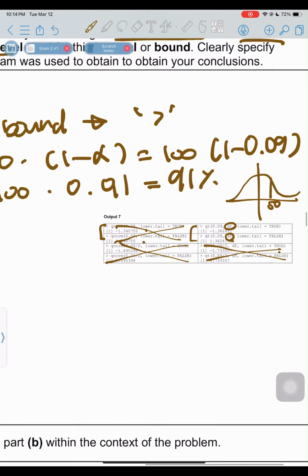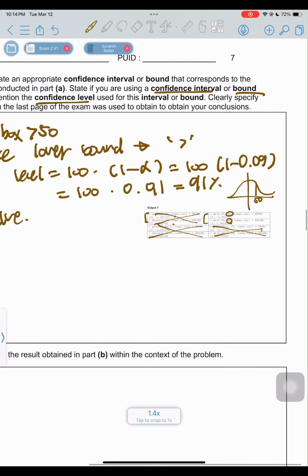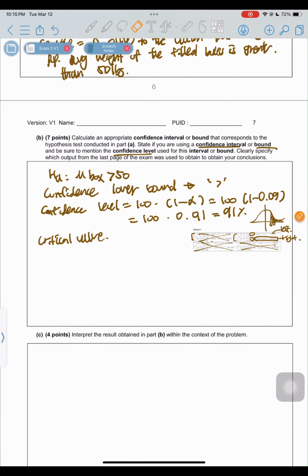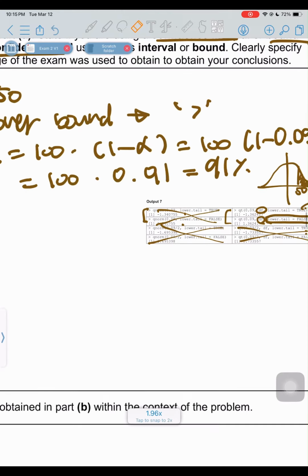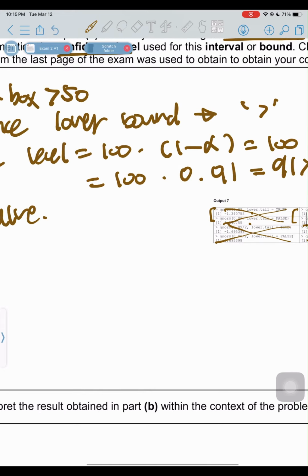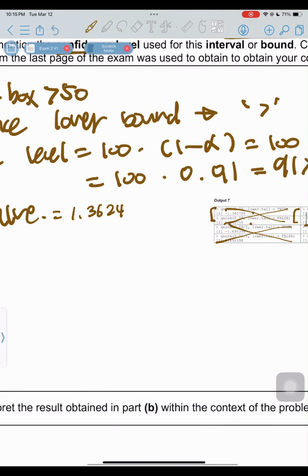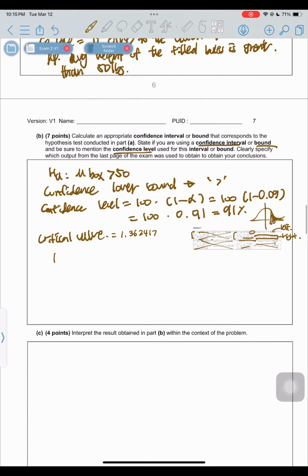But we're interested in the part that's greater than 50 for our alternative hypothesis, which is why we're going to be using lower tail equals false. Because if it's true, then we're going to use the left side. But we're interested in the right side. That's why our QT value is 1.362417, which has lower tail equals false, 0.09 df, and QT.